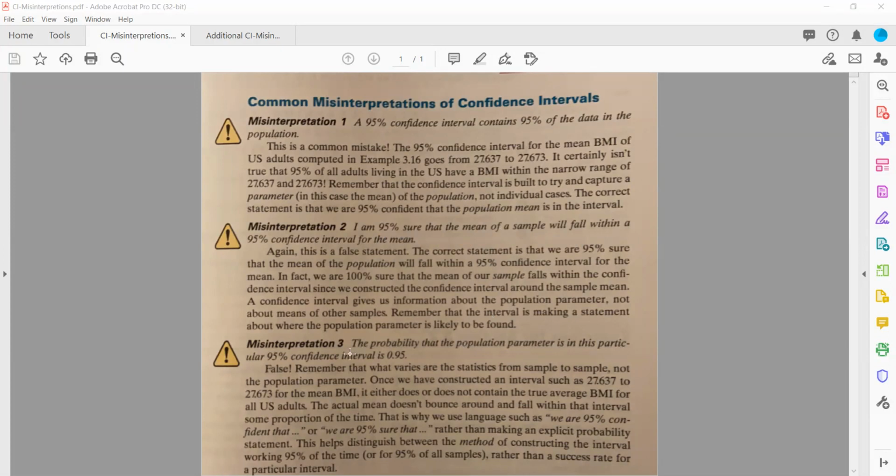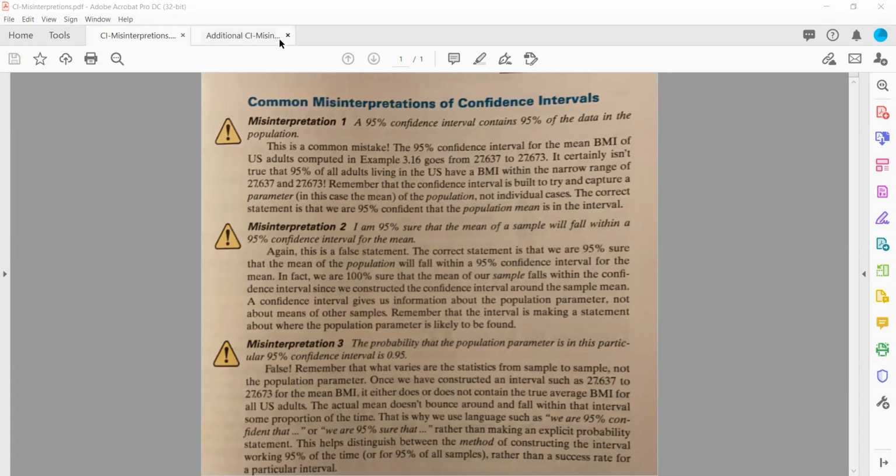Misinterpretation 3: the probability that the population parameter is in this particular interval is 0.95. No, it's not a probability. When we say 95% confidence, it is not a probability. So you've got to remember this. If I put in your quizzes or tests that the interpretation is the probability that the population mean or population proportion in that interval is 0.95, you know that's wrong, all right? Because the population parameter is either in the interval or it's not, and there's no probability involved with that.